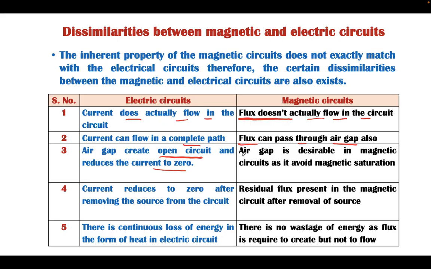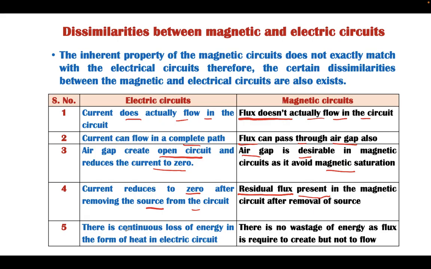Whereas in case of magnetic circuit, an air gap is desirable to avoid magnetic saturation. Otherwise, there will be no more increase in flux with the increase in current. In case of electrical circuit, when the source is removed from the circuit, the current reduces to zero, whereas this is not the case in magnetic circuit. When we remove the magnetizing source of the circuit, there will be some residual magnetism, and this residual magnetism causes some magnetism within the core of the magnetic material.